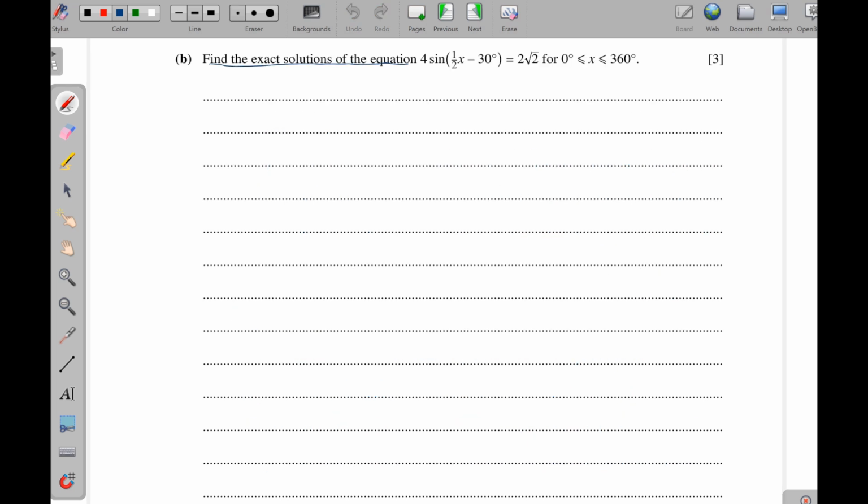Part B, find the exact solutions of this equation here, which is equal to 2 root 2, for x ranging from 0 to 360. We shall take this for this side, and then we shall have sine of a half of x, then minus 30. This one will give us 2 root 2 out of 4. Then we shall have a half of x minus 30. This one shall give us, of course, this one goes here 2 times. So we shall have the arc sine of root 2 over 2. And this one, of course, gives us 45 degrees.